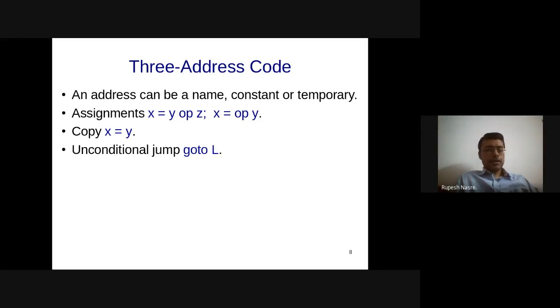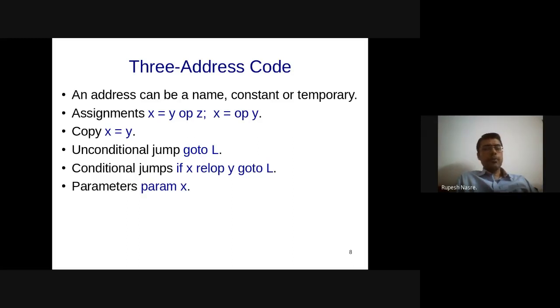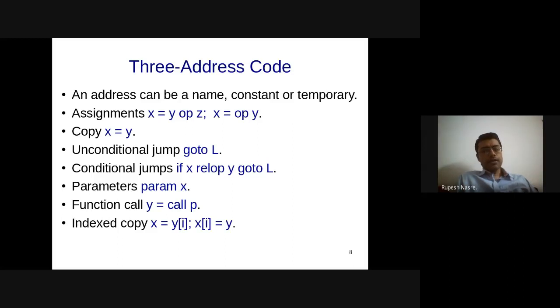Then there are unconditional jumps like go to. Then there are conditional jumps like if x relational operator y, then go to a particular label. Then there are parameters which get passed to functions, and then there are function calls themselves. Return value equal to call of some function p. And then there are other things like indexed copy, which is based on array or structure or union offset corresponding to a base address. For example, x equal to y[i] or x[i] equal to y. So these are typical statements which might exist.